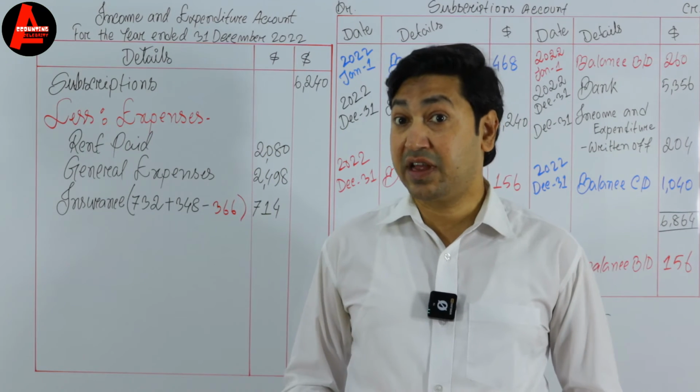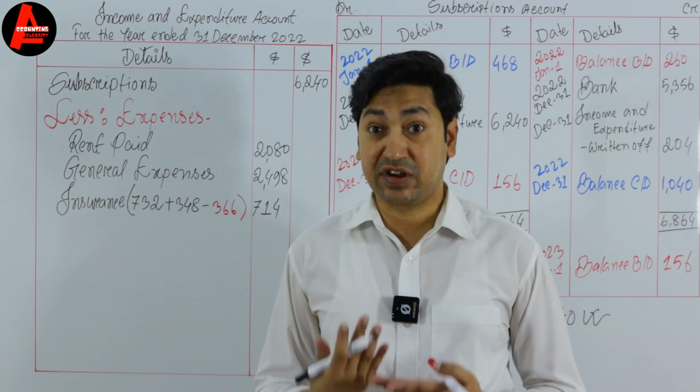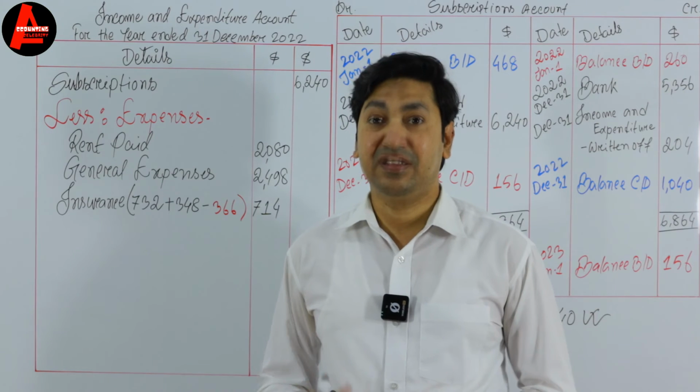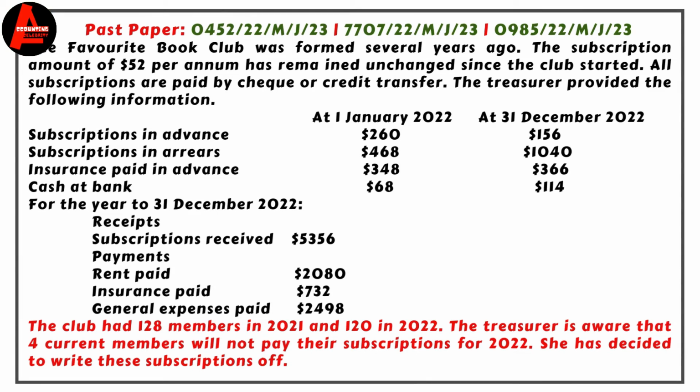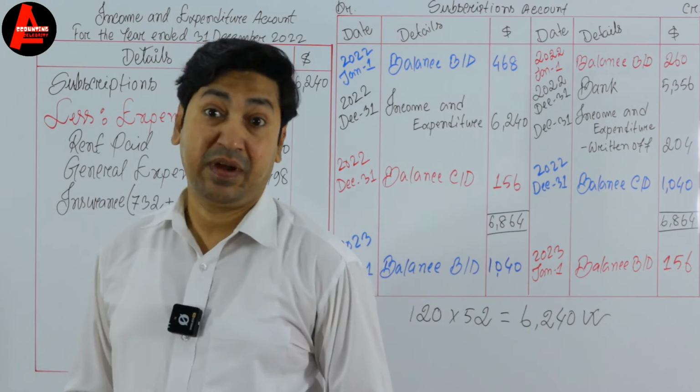If it is accrued or outstanding or due, in this case, amount in the beginning of the period will be subtracted, and in the ending of the period will be added. Okay, so don't forget. Then we have in the question, the club had 120 members in 2021 and 120 in 2022. The treasurer is aware that 4 current members will not pay their subscription for 2022. She decided to write this subscription off. So it is an expense for this club. Okay, so 4 members will never pay this amount.